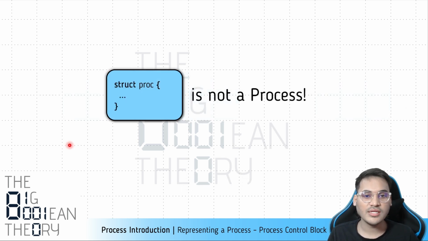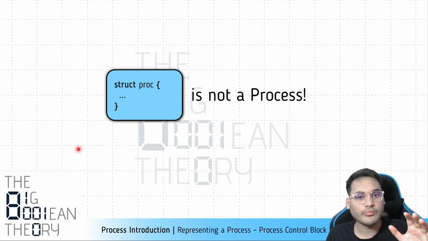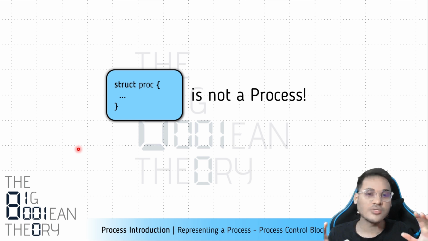The next point is that finally you should not confuse the process control block with the process. A process control block is just metadata, or you can say it's a data structure that represents a process. It is not the process. A process is an activity. It's an abstract thing. We are trying to represent it in an explicit way. Nonetheless, the process is very different from the process control block.